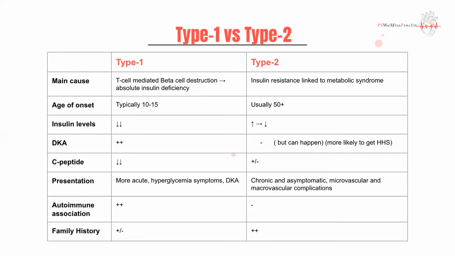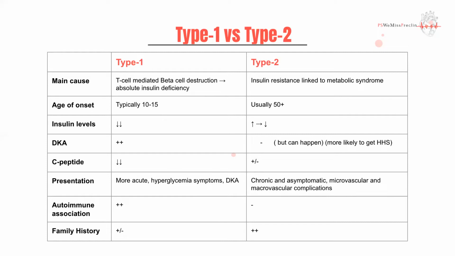C-peptide levels are a bit more stable to monitor. And as you can imagine, with type 1 diabetes, because you're not producing insulin, you're going to have lower levels of C-peptide. And again, with type 2, you may have higher or lower levels.